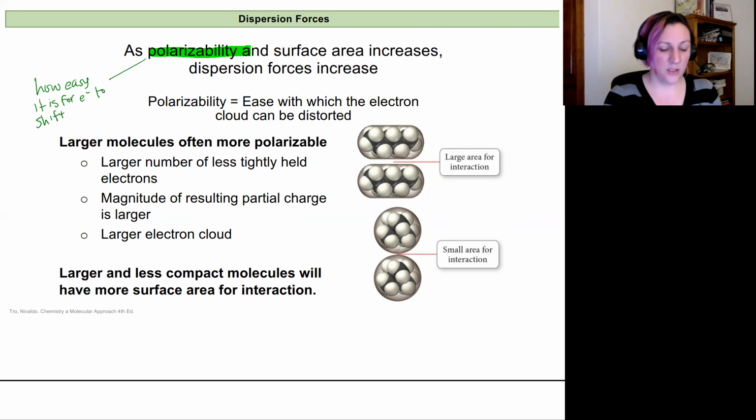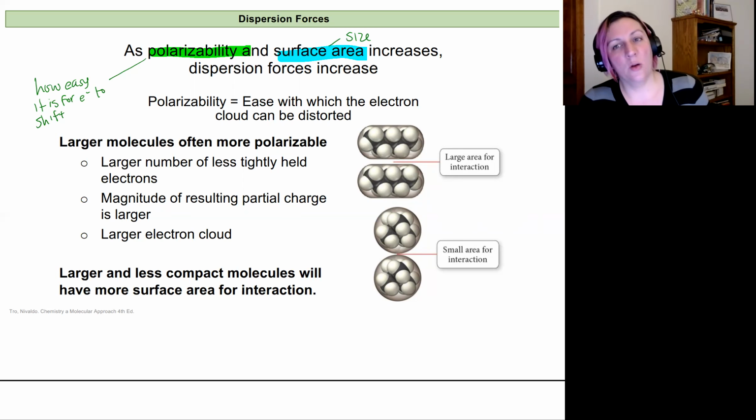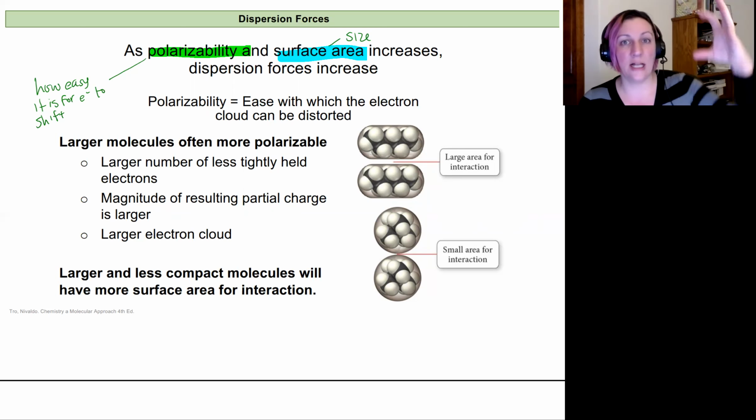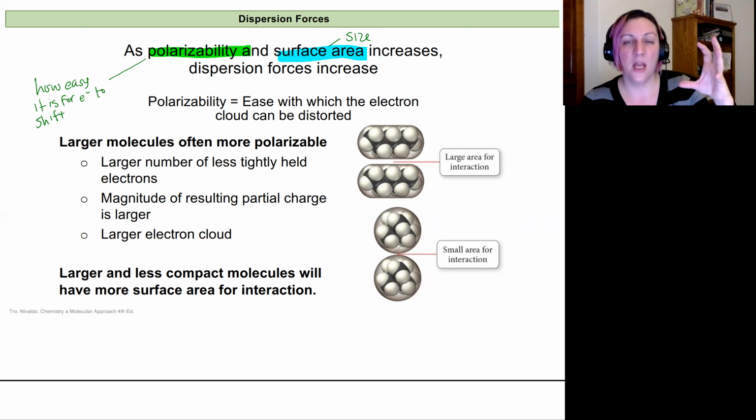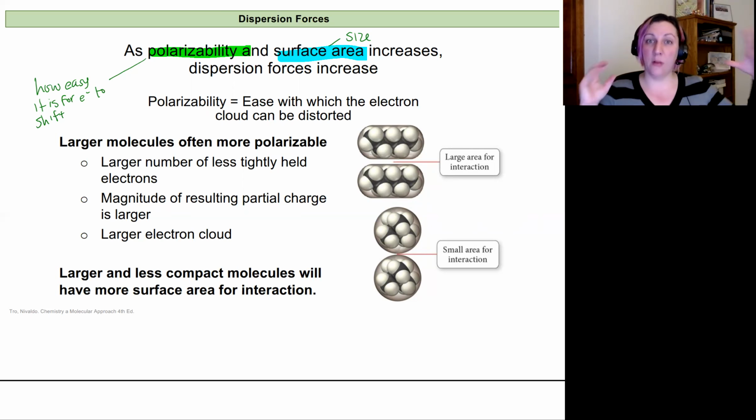And then also surface area, which is really just the size of the molecule. So again, that polarizability is that ease with which electron clouds can be distorted. And we see that the electron cloud is easier to distort with larger atoms and molecules.